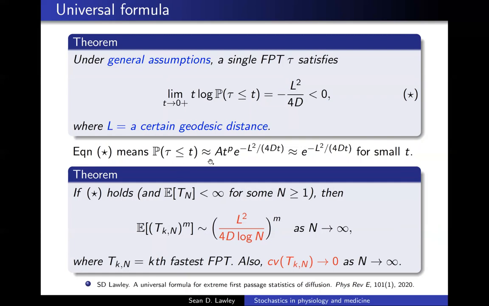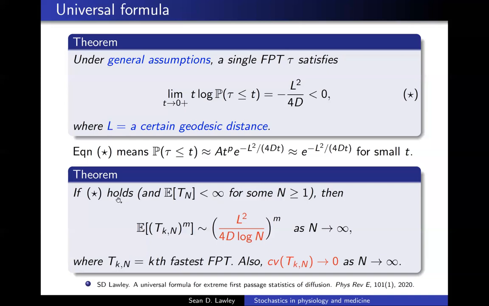the distribution of tau is something like a to the p e to the minus L squared over 4 dt. And this a to the p up front doesn't really matter on the log scale, so it's approximately e to the minus L squared over 4 dt. And I'll just point out that this is kind of a prototypical example of a flat function. So this function goes to 0 very, very fast as t goes to 0. In fact, all of this function and all of its derivatives vanish at t equals 0. Okay, so under general assumptions, a single distribution satisfies this, and where L is a certain geodesic distance. I'm again cheating, I'm not telling you what that is yet, but I'll tell you by example in a moment.